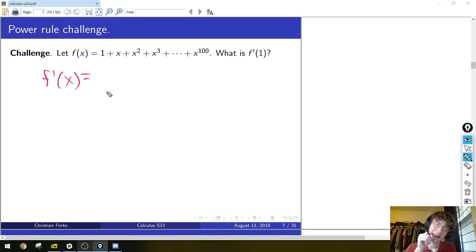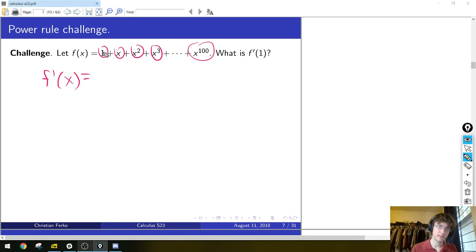Wait, no, now I realize that my answer still makes no sense. So how do you take the derivative of each of these terms? Let's start with that. What are the derivatives of each of these terms in the sum? I'm going to use the thing that we proved, which is n a to the power of n minus 1. Good. Okay, so let's do that in each case.